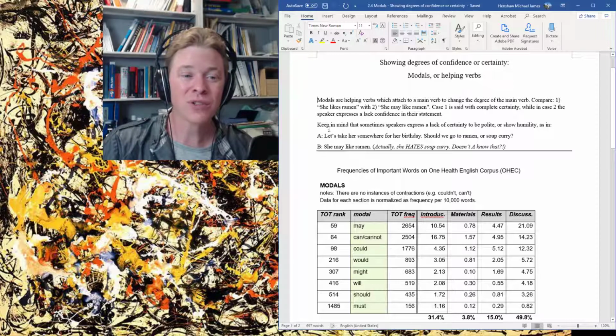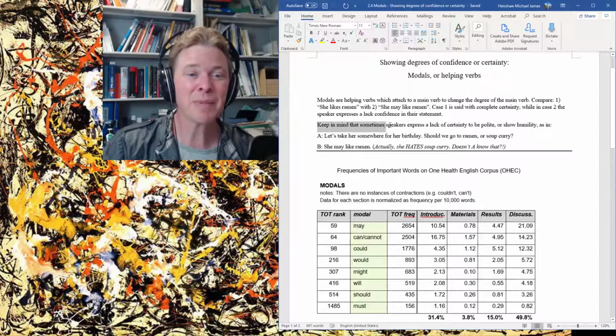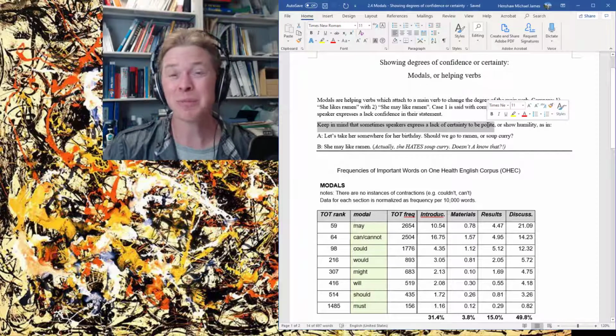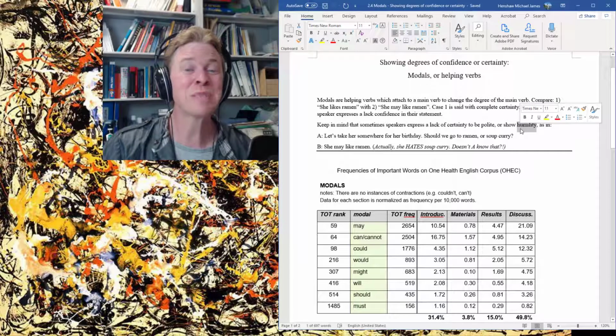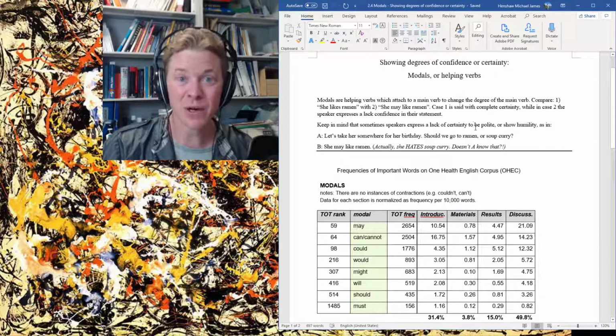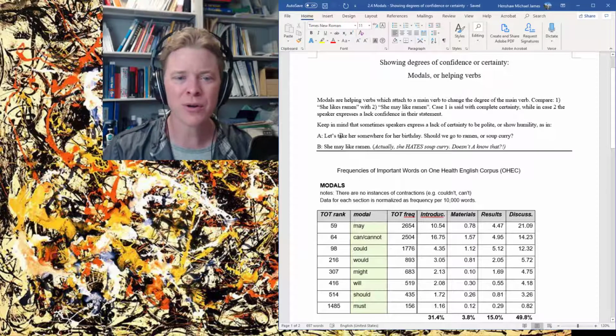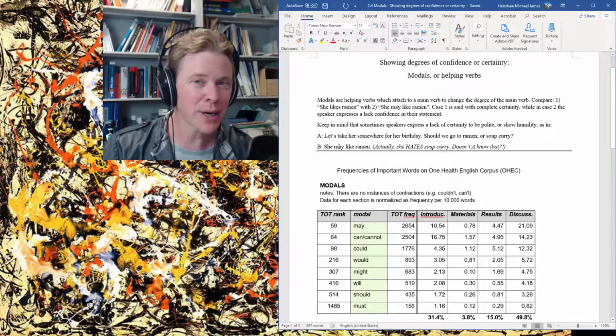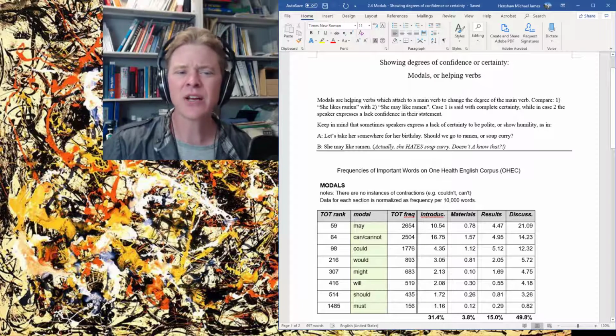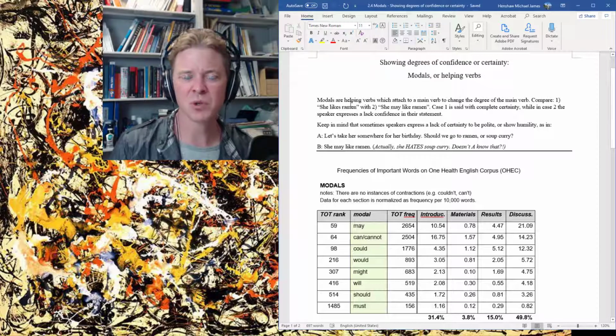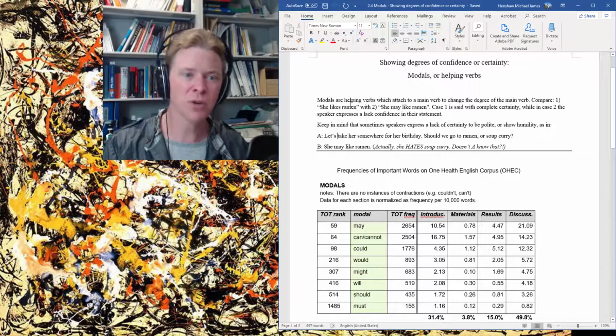Now again, the modals are confusing, so you've got to keep in mind that sometimes speakers express a lack of certainty to be polite or to show humility, as in the following situation. Let's imagine A doesn't know about her, but B does know about her. So A says, let's take her somewhere for her birthday. Should we go to ramen or soup curry?